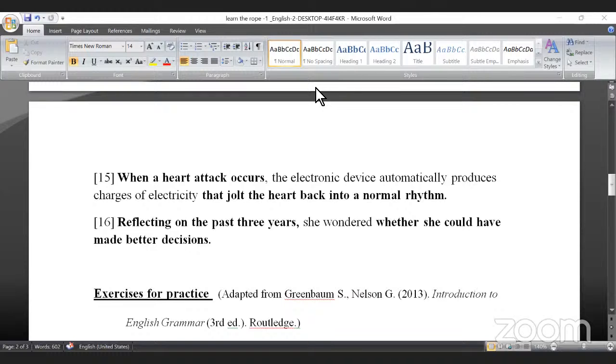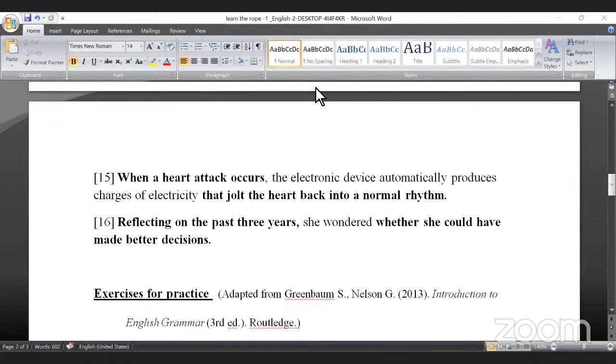Read the whole sentence again and see. When a heart attack occurs, the electronic device automatically produces the charges of electricity that jolt the heart back into a normal rhythm. So in the first subordinate clause, it shows the time. Yes, that's right. So it is an adverbial clause. But in the second one, that jolt the heart back into the normal rhythm, is that manner or purpose?